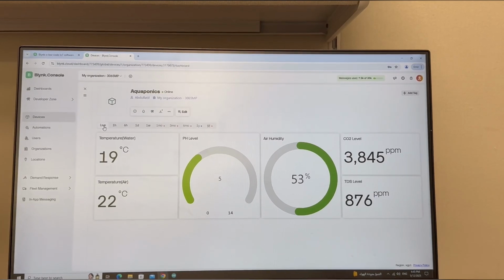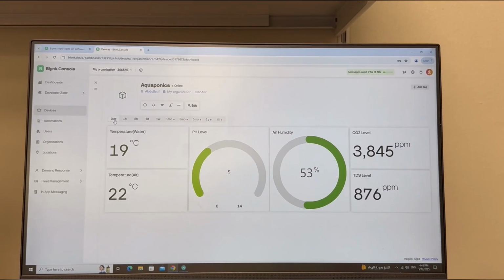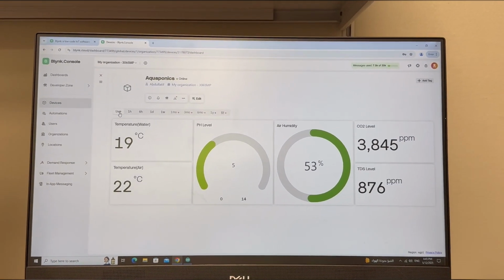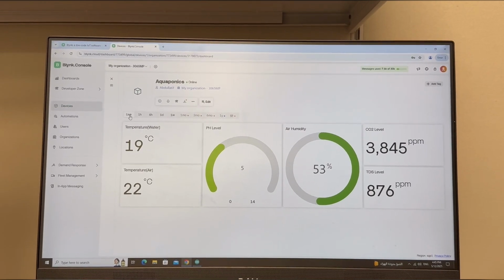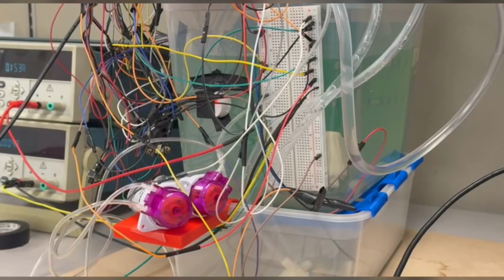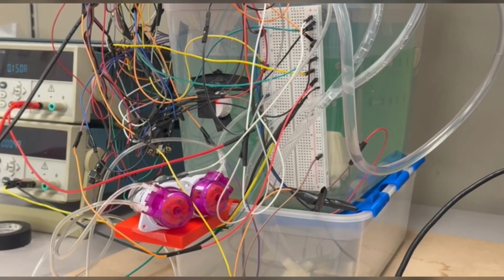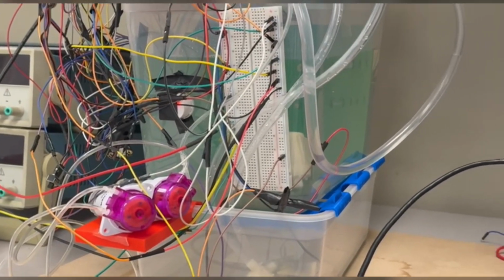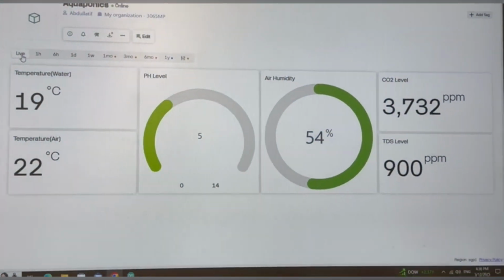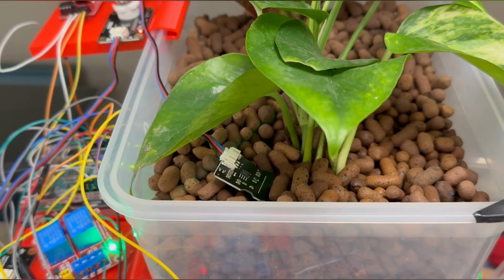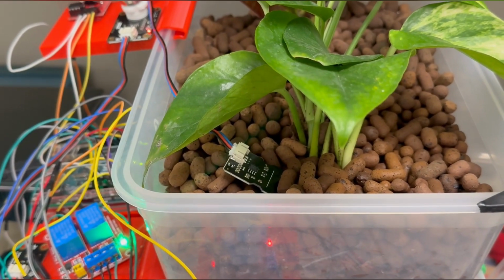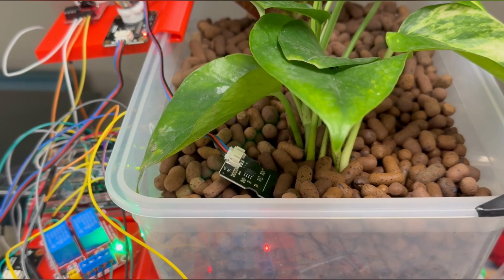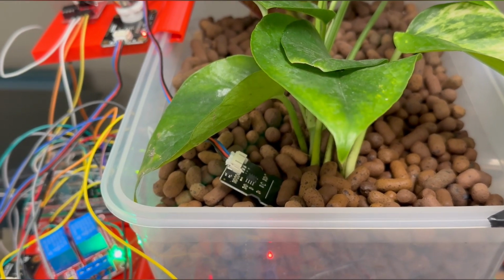And here are the readings for those sensors. Top left, we have water. In the middle, we have the pH. And in the bottom right, we have the total dissolved solid. And these are the pumps working to stabilize the system as the water levels are down and the pH levels are also down. Right here we have the capacitive soil moisture sensor to sense the water levels in the plant.